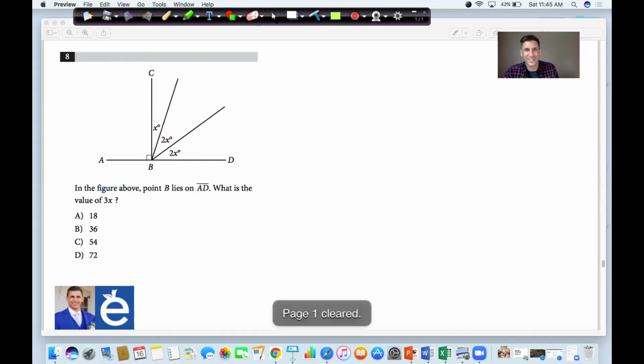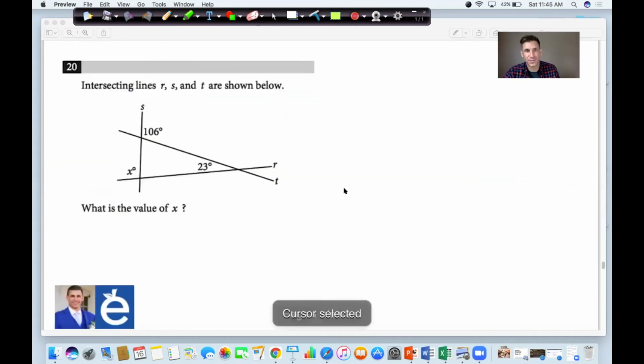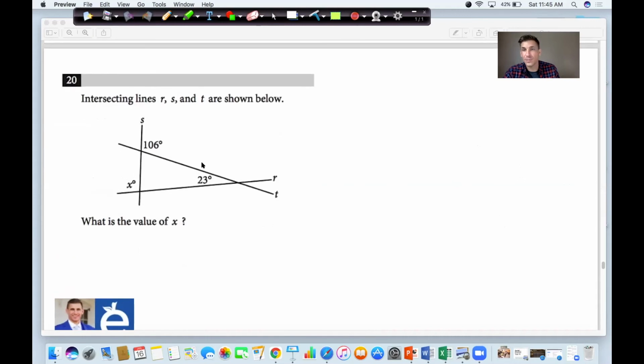Okay, all right. So let's move into some of the other problems. This is a pretty advanced angles and lines problem, I would say. So let's do this one, and then we'll move into some of the other different types of triangles. Okay, so here it says, what is the value of x? Intersecting lines R, S, and T.